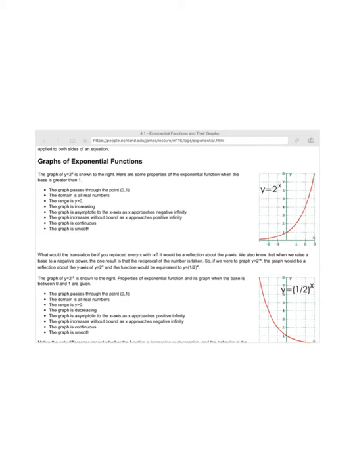I am going to go over the key features of exponential functions. So first, what I want you to look at is that this is our growth model. And this down here is going to be our decay model. They still have similar properties, which is important to understand.